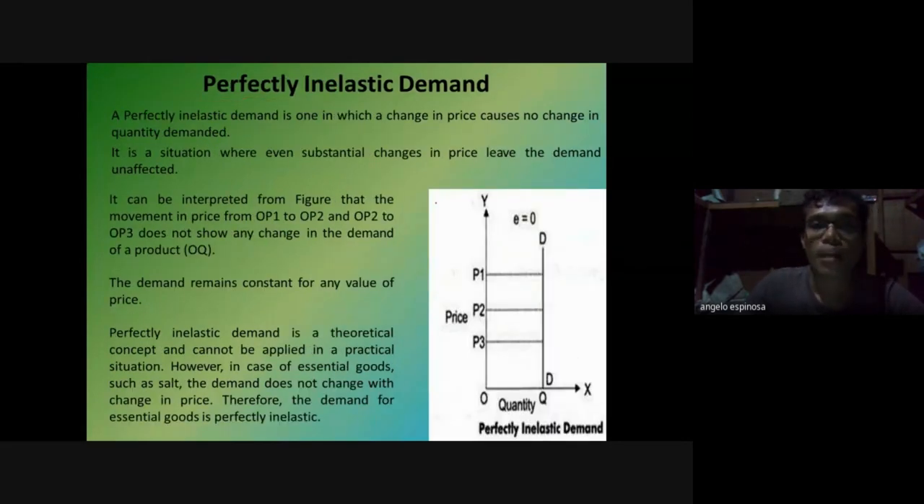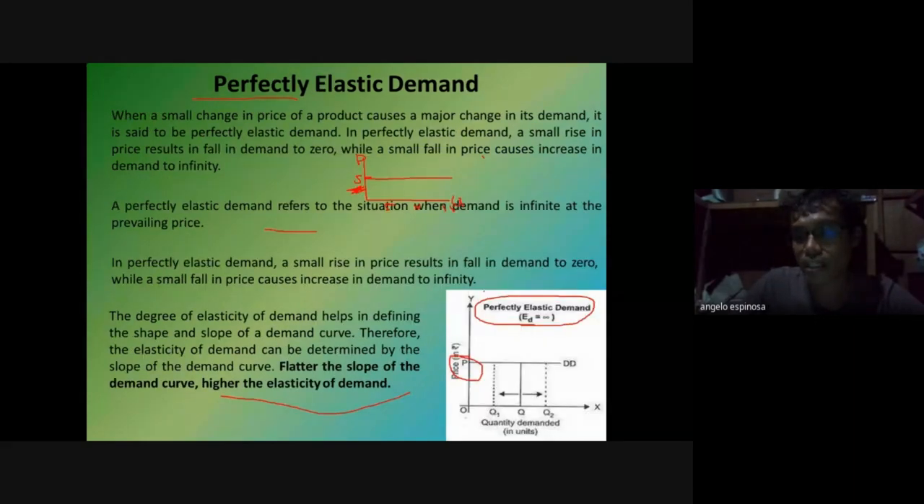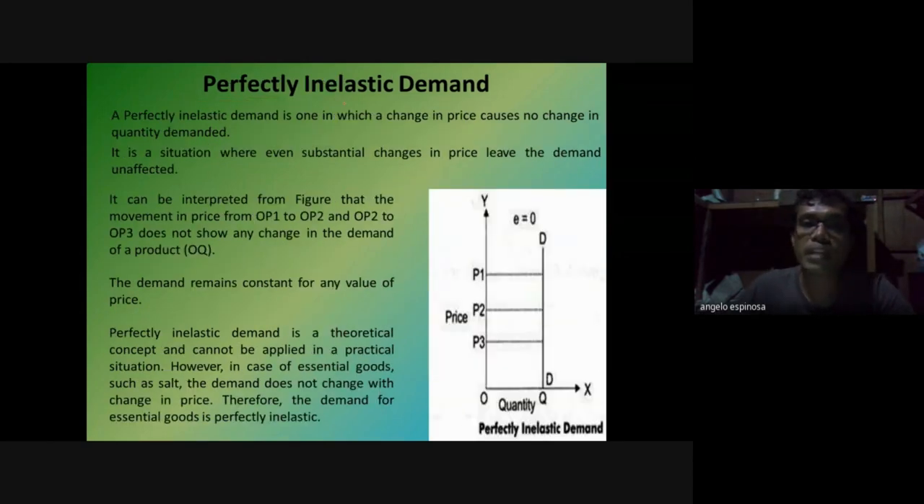Okay? Next, we have perfectly inelastic demand. As you can observe, doon sa kanina, it's infinite. Bakit siya infinity? Kasi nga, walang katapusan ang pagbibili or bilihan ng mga tao. It's infinite buying of products kasi the price is set. Unless kung mag-change ang price, increasing or decreasing, hindi na siya tawag perfectly elastic, hindi na din siya tawag na infinite kasi nagbabago ang purchasing power ng tao. Okay? Purchasing power. So we have here perfectly inelastic demand.